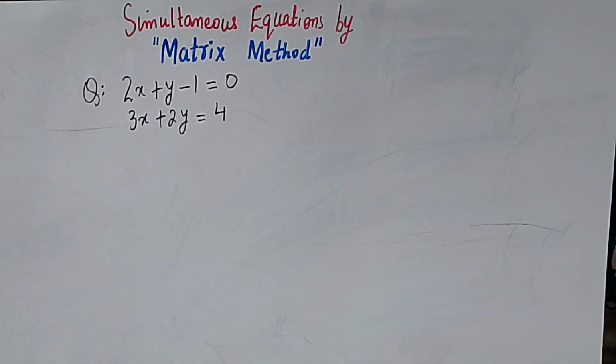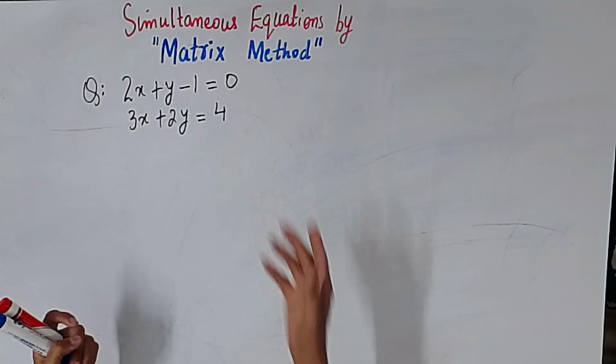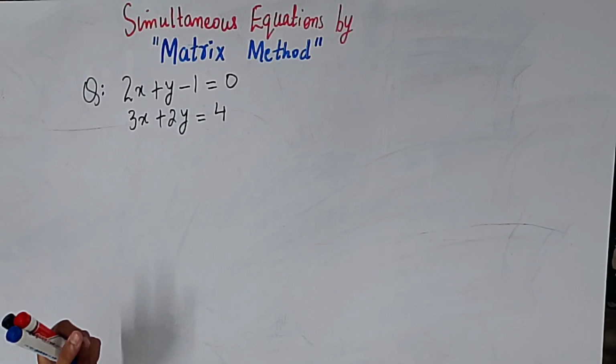So we call this particular as simultaneous equations, because we will involve both the equations in our solution and then we will find the value of x and y. And in this video we will understand how to solve them by using matrix method, or what we call it as matrix inversion method as well. Why? So let's see why we called it matrix inversion method. We will find out over here.